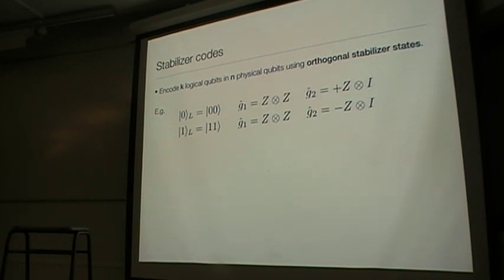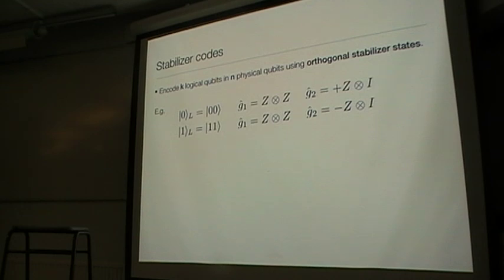Here's a very simple example. We can represent the logical state 0 as two copies of 0, 0, 0, and logical 1 as two copies of 1. You see that these two states are orthogonal, which we need in order to represent them. And orthogonal stabilizer states have this very nice property that their stabilizer generators are always the same up to a phase. So in this case, the generators for the stabilizer group for this state are ZZ and plus ZI, and the generators for this state are ZZ and minus ZI. And this is always true for any two orthogonal stabilizer states.